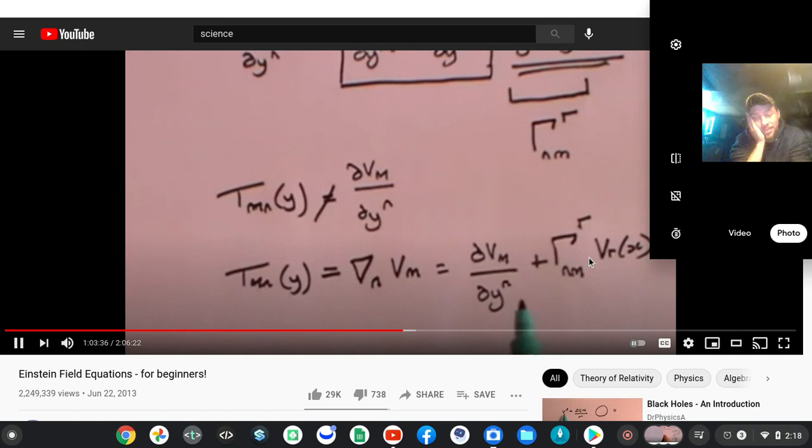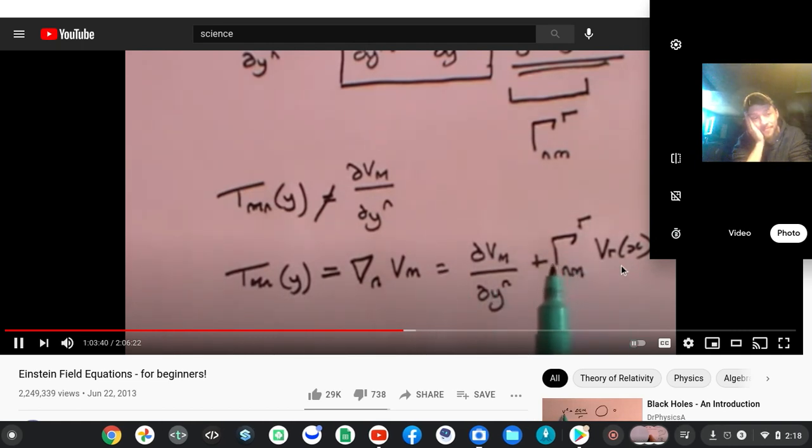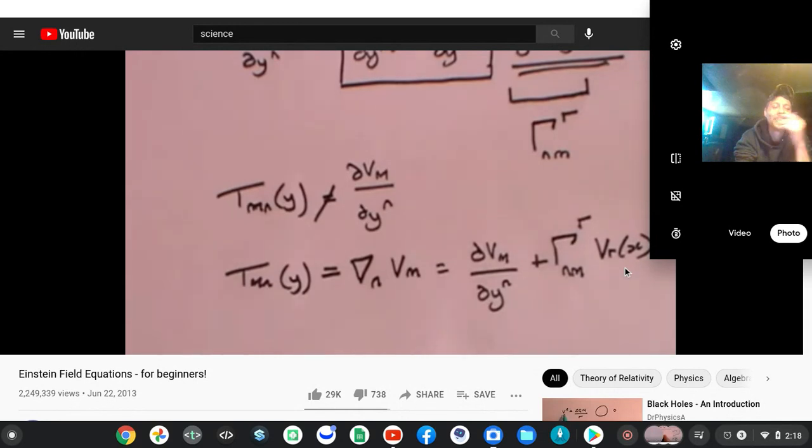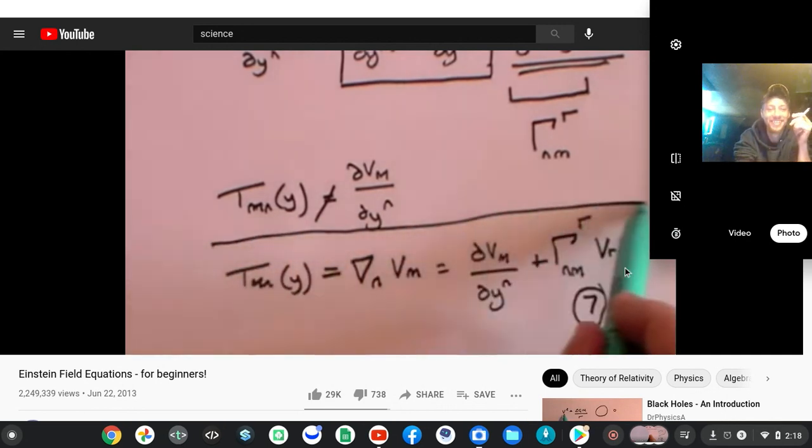And so we've now got a transformation where you've got derivatives, which has to include this Christoffel symbol. It's the extra term. Remember that equation we were talking about before, equation 7. So let's put a box around it.